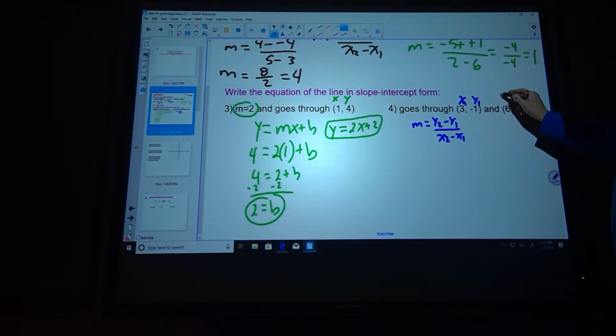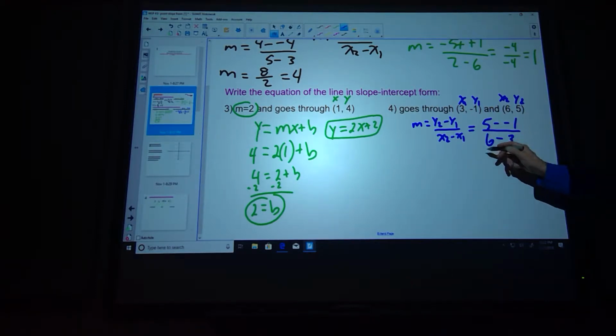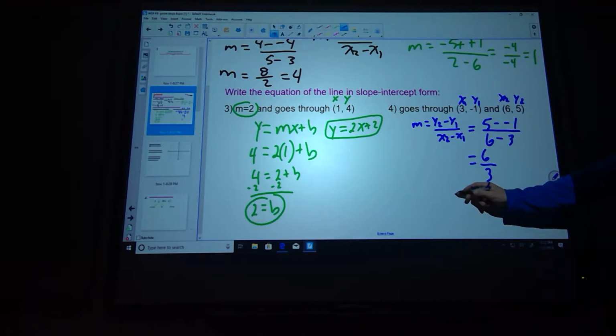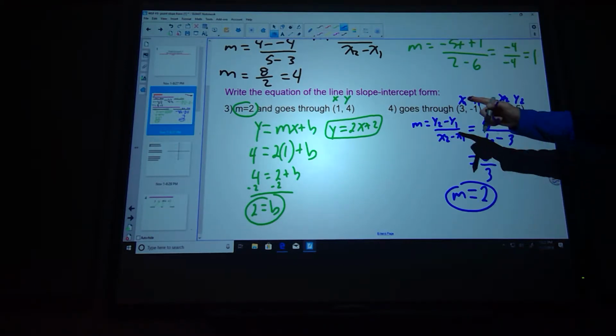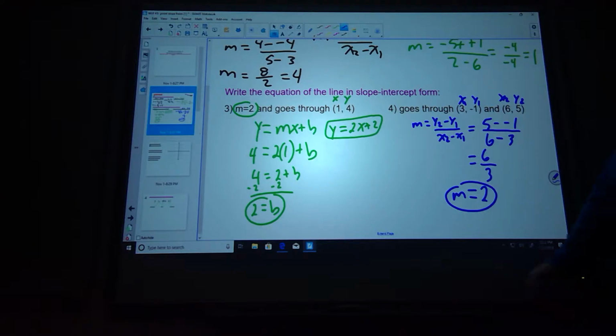x1, y1, x2, y2. And then I'm going to go, okay, well, that's going to be 5 minus minus 1 over 6 minus 3. 5 minus minus 1 is 5 plus 1. 5 plus 1 is 6. 6 minus 3 is 3. So I have a slope of 2. Agree? Okay. And then we knew we could do this kind of like the one in green over here, right?